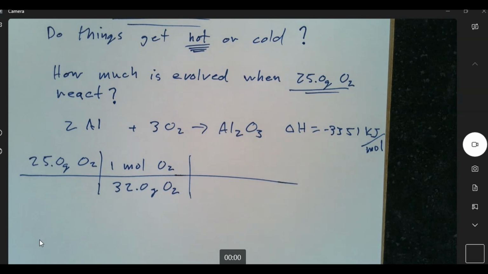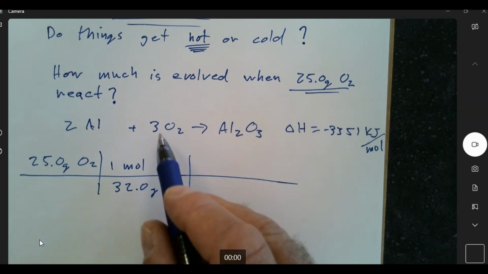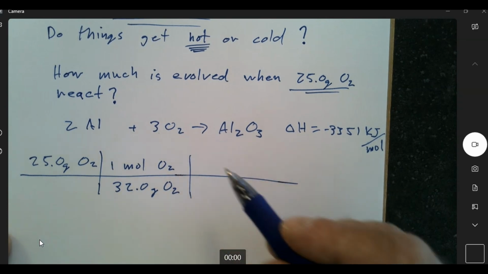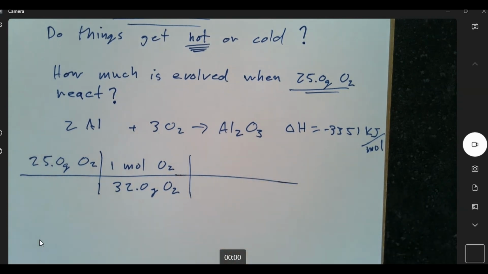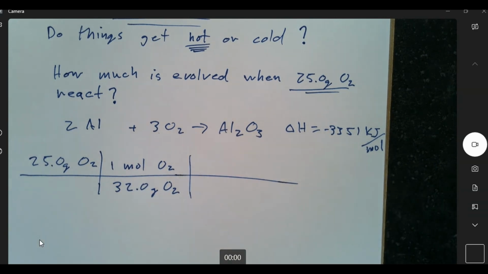And notice, moles of what? Isn't it going to be oxygen? Well, yeah, for whatever's in the balanced equation here. For 2 moles of aluminum that get used up, for 3 moles of oxygen that get used up, for 1 mole of aluminum oxide that forms. So it's per mole of aluminum oxide, correct?